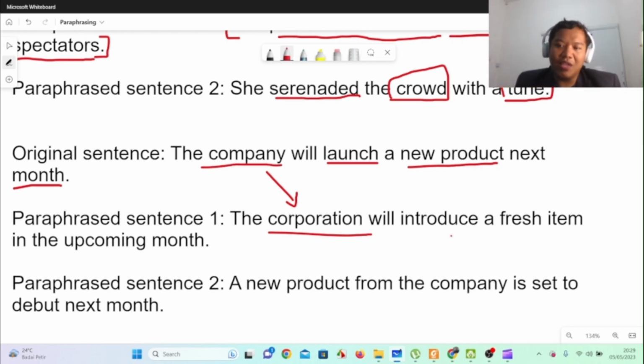We'll introduce a fresh item. A fresh item. Look at that. That's nice, right? Fresh. Sorry, not next. Fresh and new item in the upcoming month. That's a nice one as well, right?